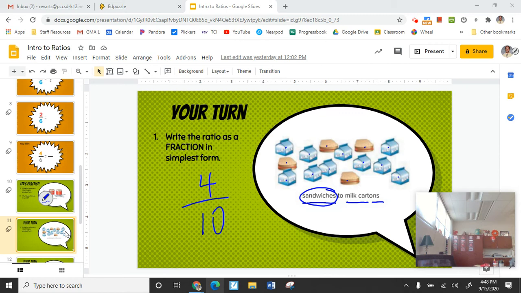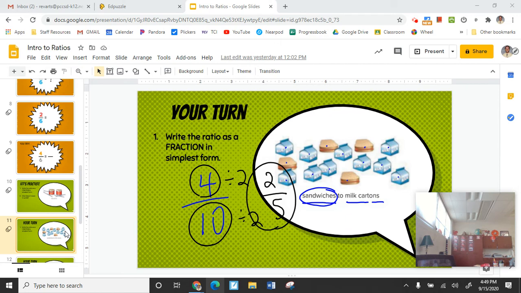However, it wants us to put this in simplest form. So again, I have to figure out what I can take out of 4 and 10 in order to simplify it. Well, I know that 4 and 10 both divide by 2. So I'm going to put divide by 2, divide by 2. 4 divided by 2 is 2. 10 divided by 2 is 5. Can I take anything out of 2 and 5? No, I cannot, because they're not factors of each other. So we have 2/5 as our simplest form there.